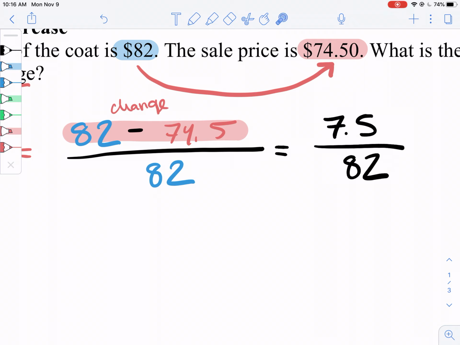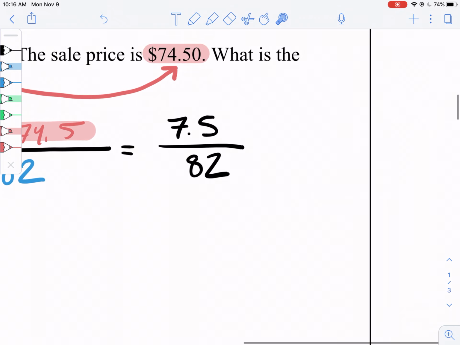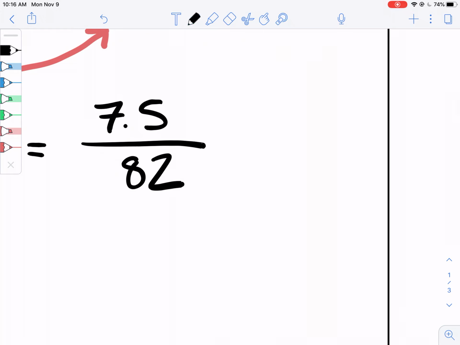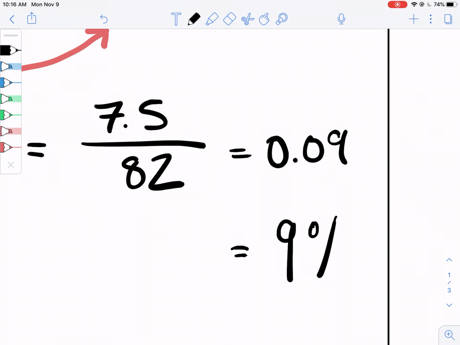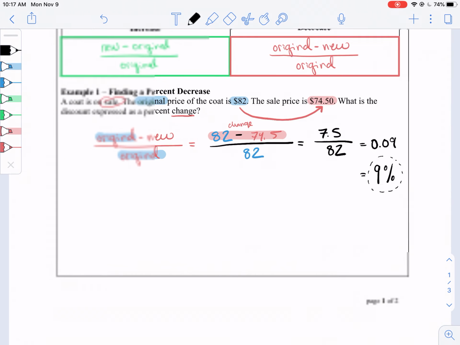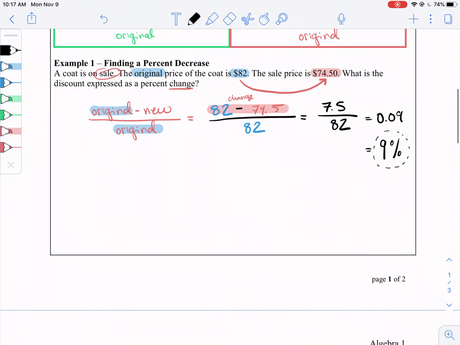So our question here is saying, all right, 7.5 is what percent of 82? We can do our whole is over of, or we can just do that division right there, and that'll give us 0.09, which is 9%. Excellent. But this isn't our final answer yet. We want to express our final answer as a complete sentence. What is the discount expressed as a percent change? So we're going to write out the whole sentence. This discount is a 9% decrease.